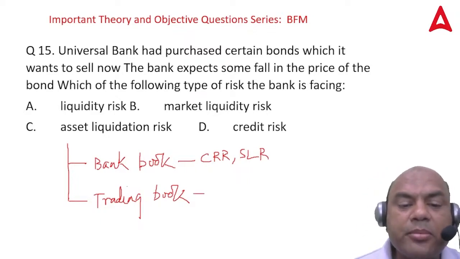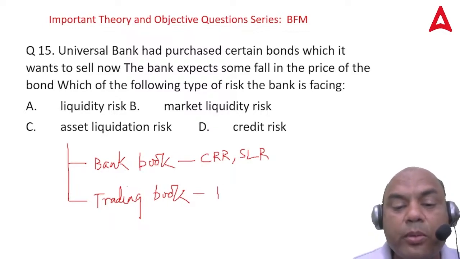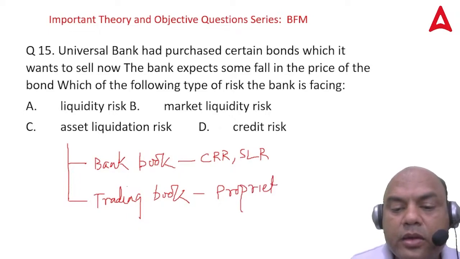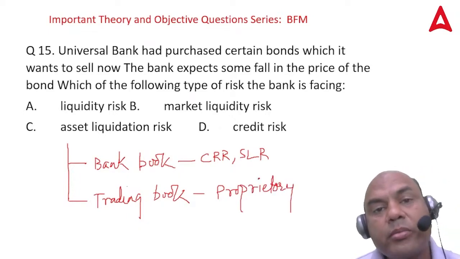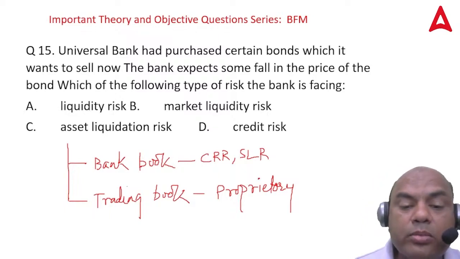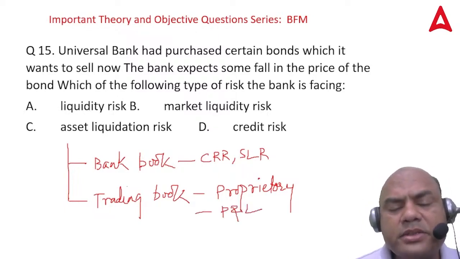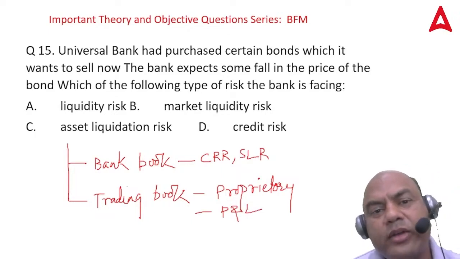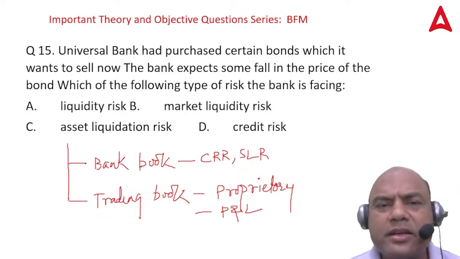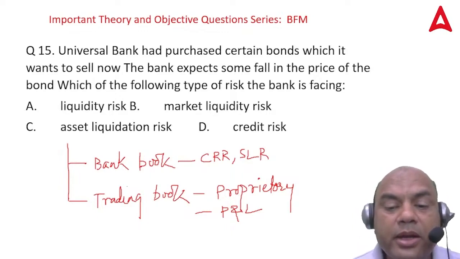Trading book means here I purchase the bonds for what we call proprietary purpose. Proprietary means what? For my own profit and loss, P&L. Own P&L means I buy some bonds and whenever I feel the rate is high, I'll sell it. So that is for my P&L purpose.